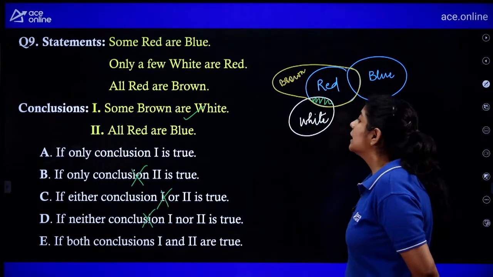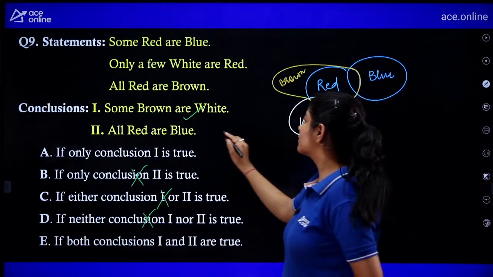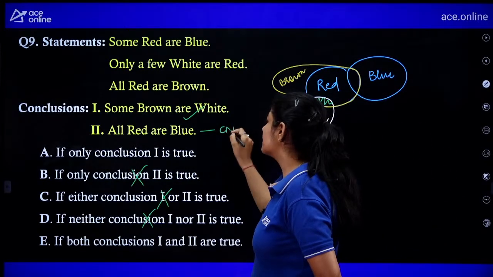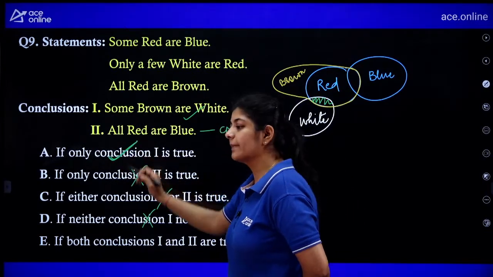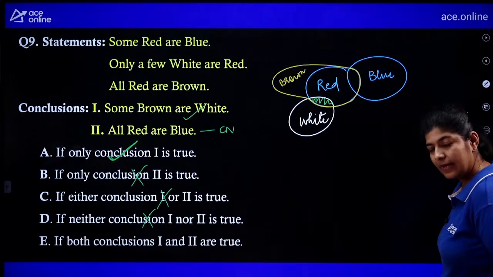Now, the second one, all red are blue. Can we say that? No, we can't. So we are not going to consider this one. So the correct option over here is option number A. The correct answer over here is option number A only, right?